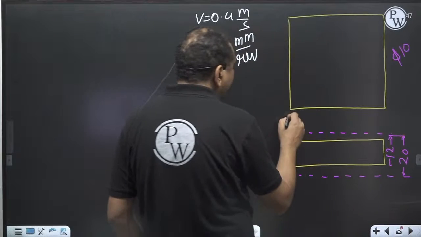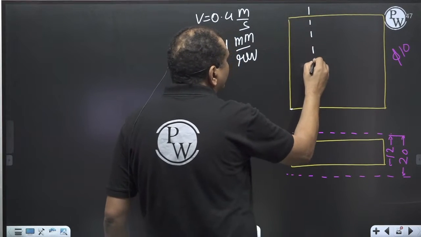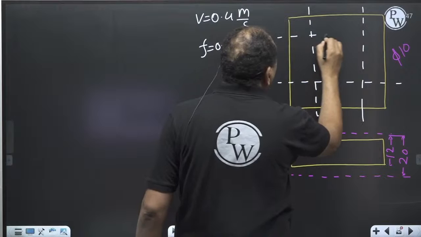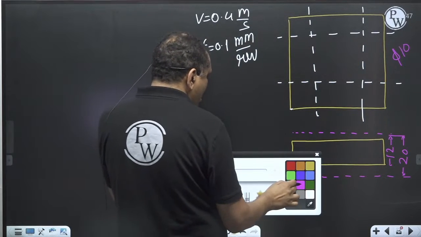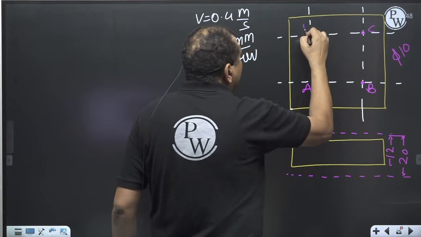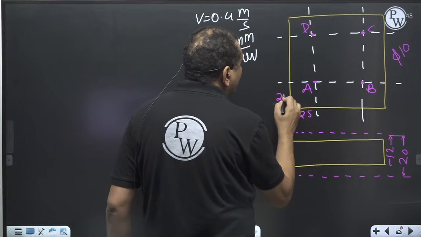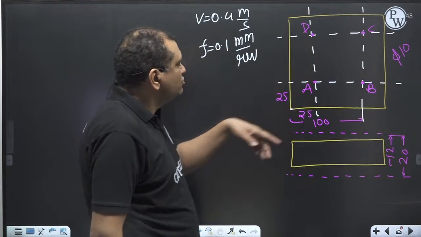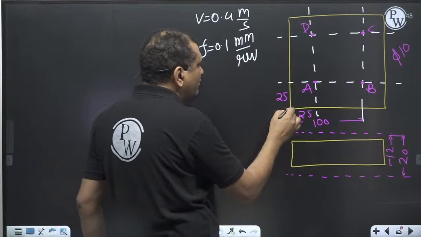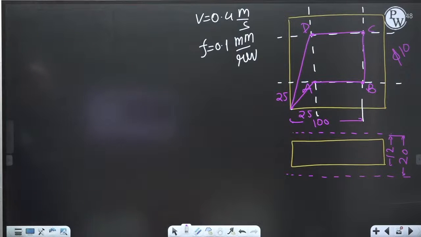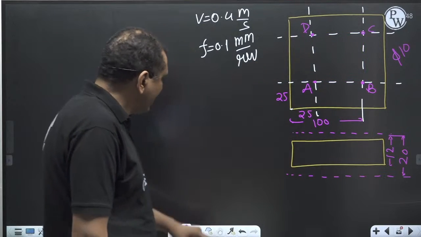So if I plot it, A, B, C, D, 25, 25, 100. So A, B, C, D. So now the movement will be from origin to go to A, B, C, D and back. That will be the movement of our spindle. Go to A, B, C, D and back. Okay.